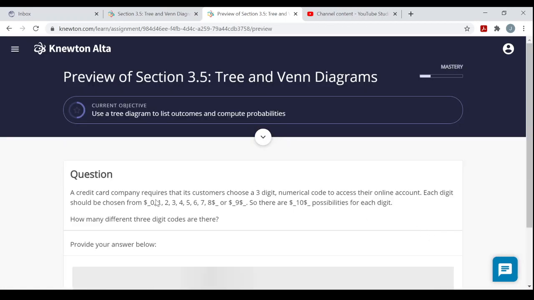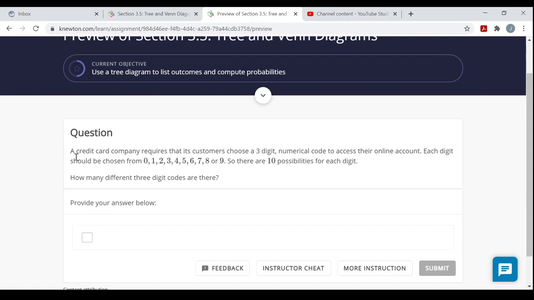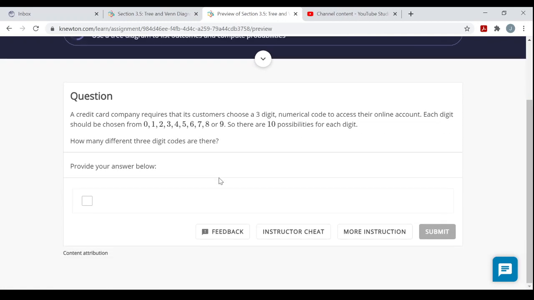All right, so now another question related to the same objective, tree diagrams. A credit card company requires that its customers choose a 3-digit numerical code to access their online account. Each digit should be chosen from 0 to 9, so there are 10 choices for each digit. How many different 3-digit codes are there?